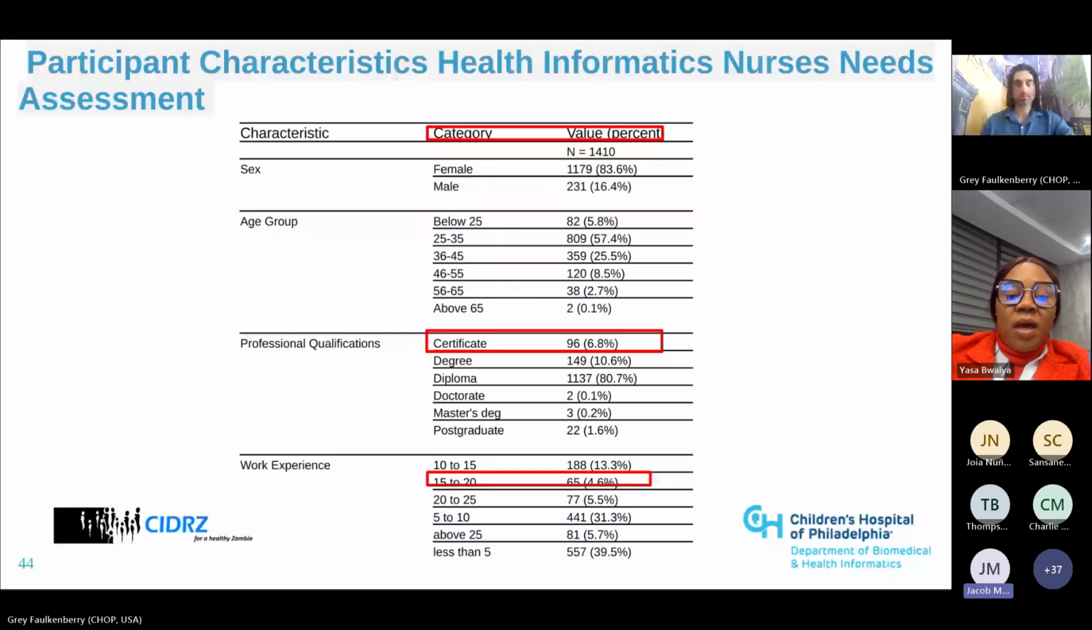From our assessments, we had a total of 1,410 nurses who responded to the needs assessment. The participants included 231 males and 1,179 females. The majority of participants, 81%, hold nursing diplomas, and most participants have a minimum of 5 years professional work experience. In the next slide, we're going to present the findings regarding knowledge levels and training gaps in the use of healthcare software and computer applications. Next slide, please.